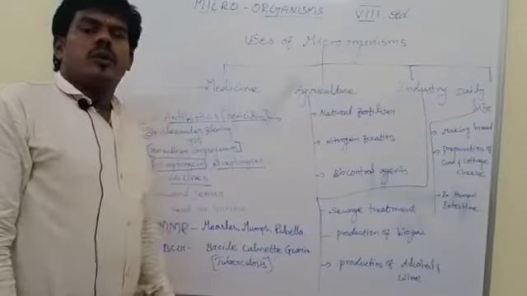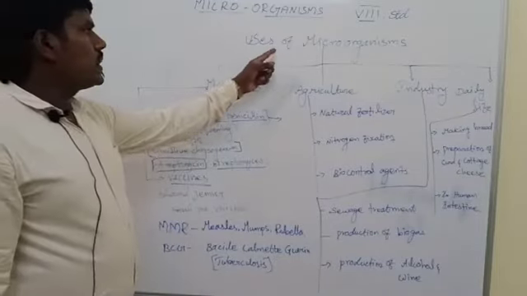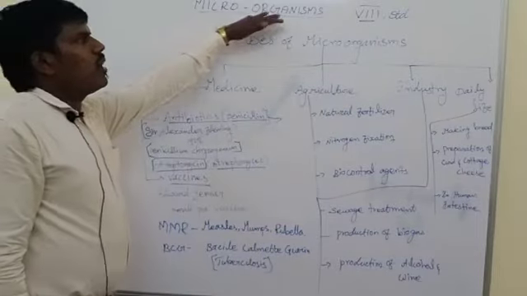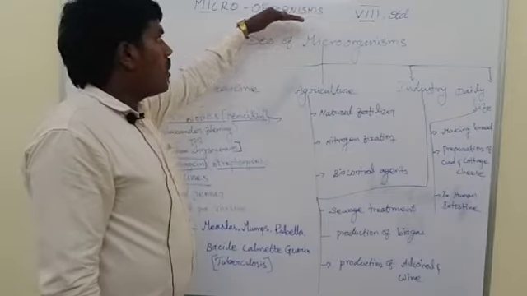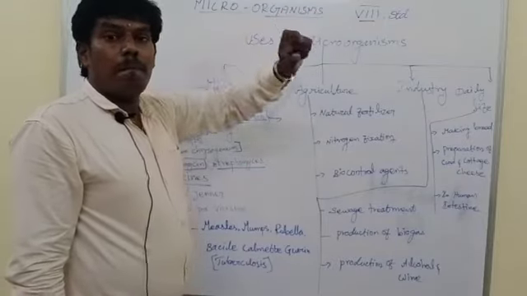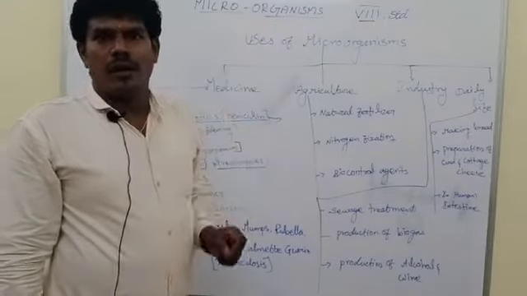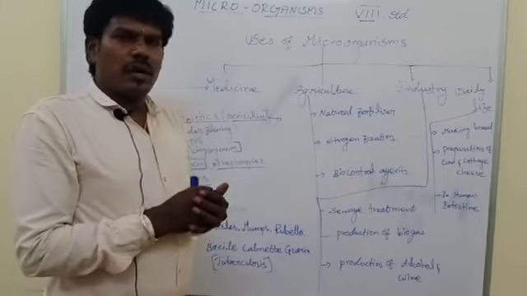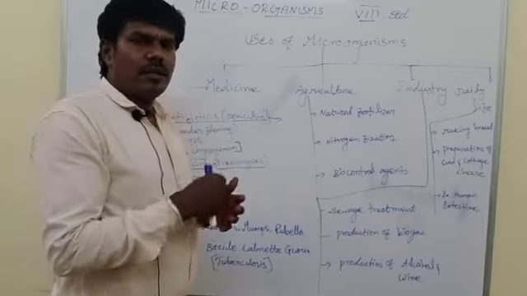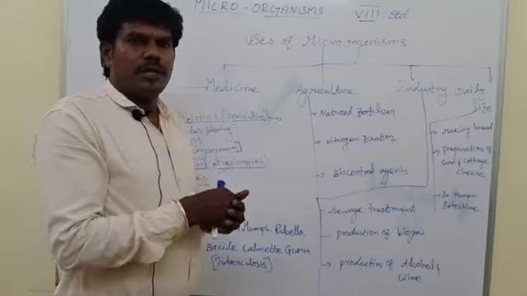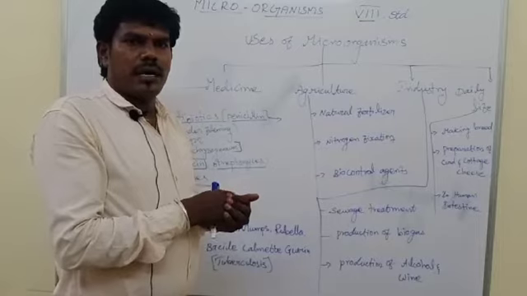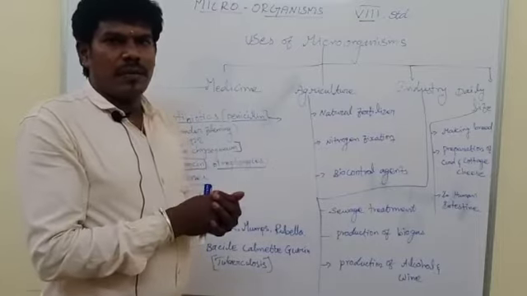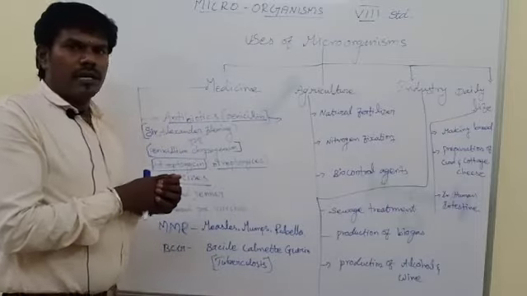Hello students, today we are going to discuss the uses of microorganisms. You already know what a microorganism means. Microorganisms, otherwise called microbes, are unicellular or single-celled organisms. What are the unicellular organisms? I already explained some examples: Chlamydomonas, paramecium, bacteria and fungi. The shapes of bacteria and size of fungi I explained in the earlier classes.